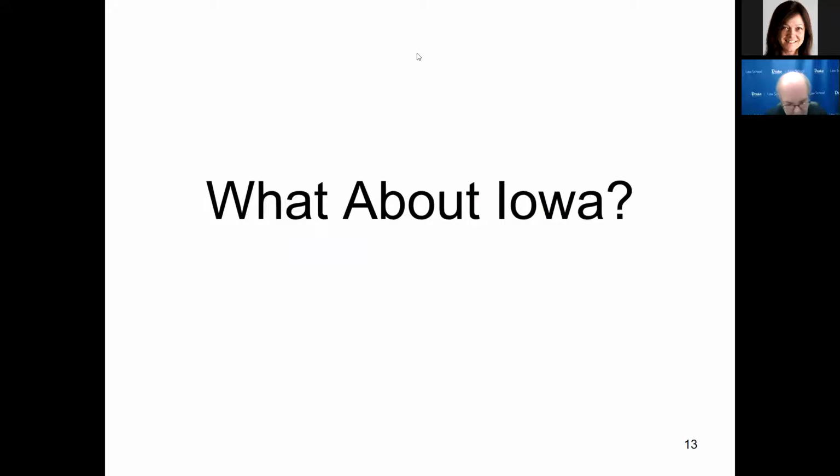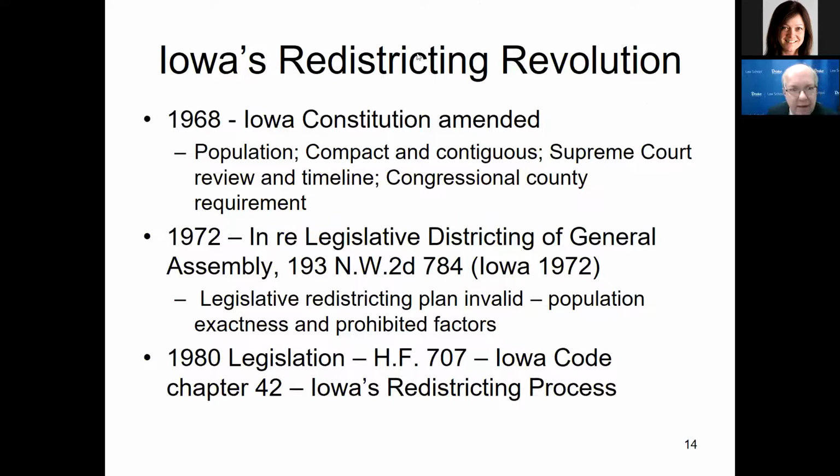But what about Iowa? This presentation, of course, is talking about Iowa's process. There are really three key events that shape Iowa's current redistricting process. First occurred in 1968 when Iowa's constitution was amended, largely as a result of the Supreme Court decisions subsequent to Baker versus Carr. In 1972, the Iowa Supreme Court held that a legislatively enacted plan was invalid based on population exactness and prohibited factors. And so the case law revolving around that decision is important in understanding Iowa's process. Ultimately, in 1980, Iowa's current redistricting process was enacted in legislation that then applied for redistricting cycles beginning in 1981.